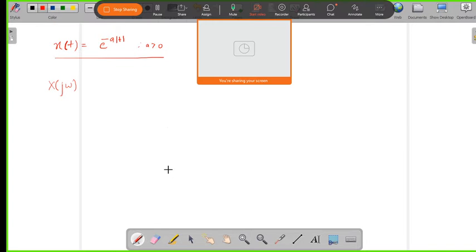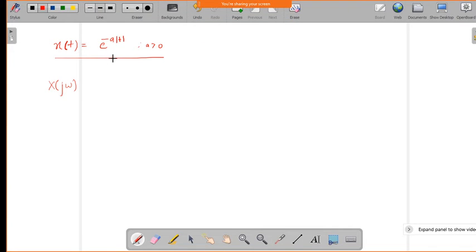Okay, we'll do this problem. So now t is having both negative value and positive value, right? So we know the equation, which is the integral from minus infinity to plus infinity of x of t into e power minus j omega t dt, right? So this is the equation for Fourier transform.